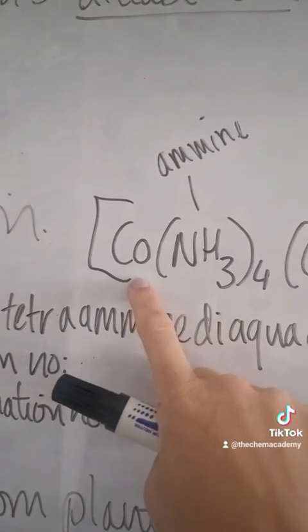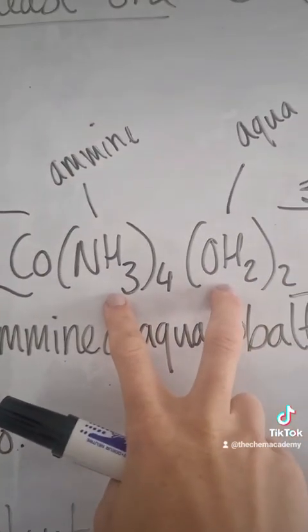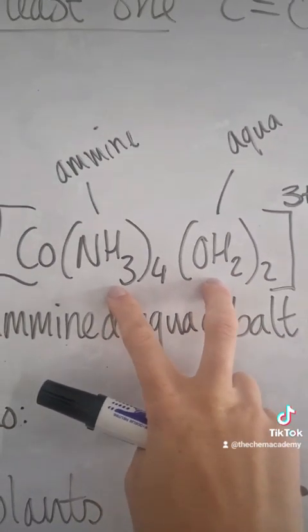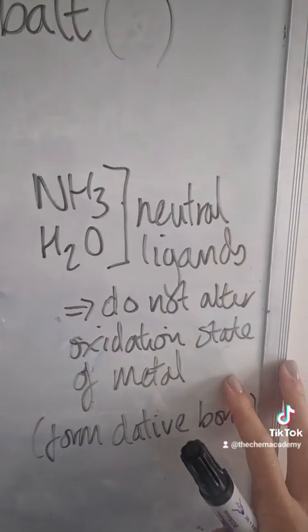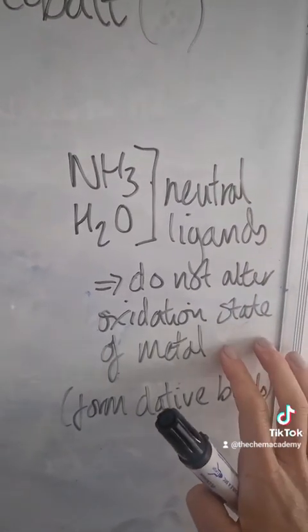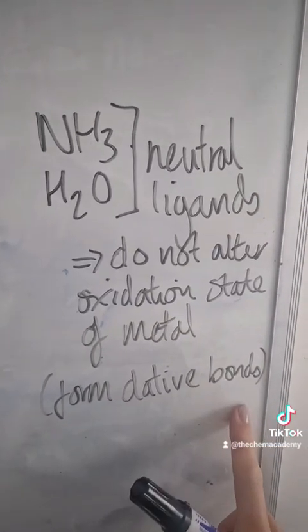So to work out the oxidation state of the cobalt, we need to look at what the ligands are. Now these ligands are what we would call neutral ligands. Now a neutral ligand is a ligand that does not alter the oxidation state of the metal, so it does not take any electrons off the metal at all. And this is because they form dative bonds. Now, you need to know what a dative bond is. A dative bond is a covalent bond where both of the bonding electrons have come from the one atom.